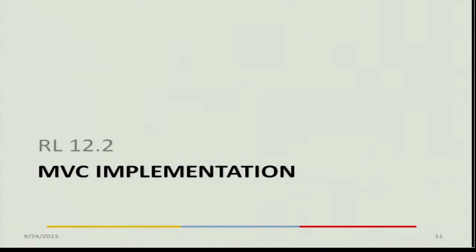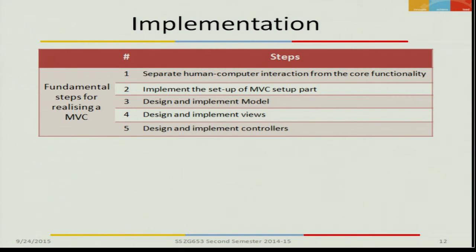Let's look at how one can implement model view controller. So there are 5 steps here. Separate the human computer interaction from the core functionality. That's the first thing. Second step is implement the setup of MVC, which is the setup part. Then design and implement the model, design and implement views, design and implement controllers. So first you separate which part needs to be human computer interaction, which part needs to be backend.